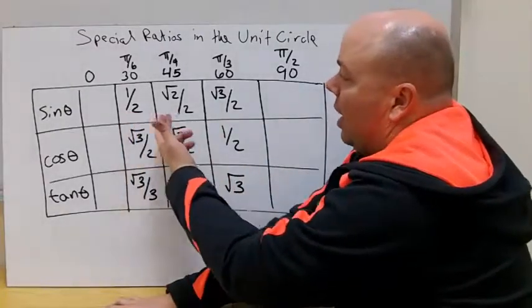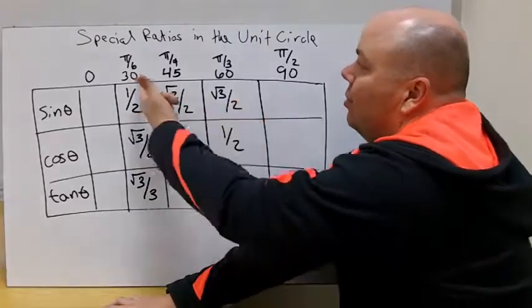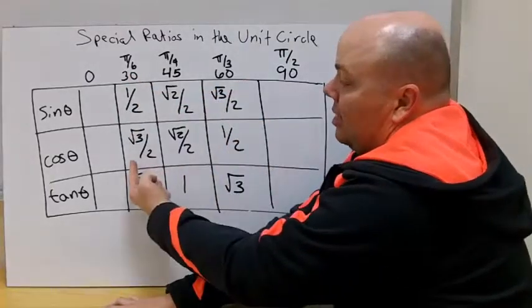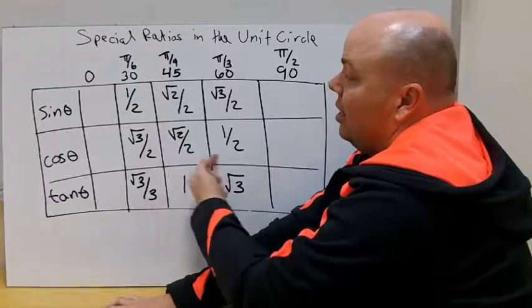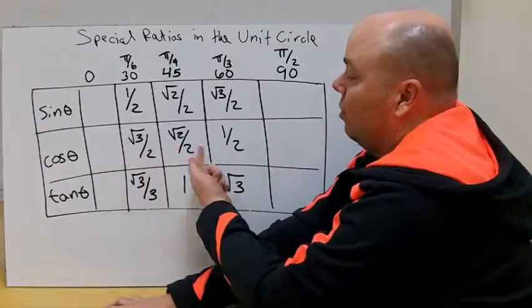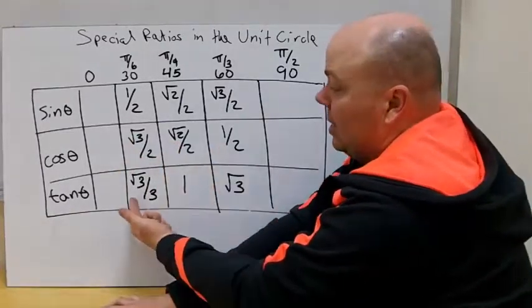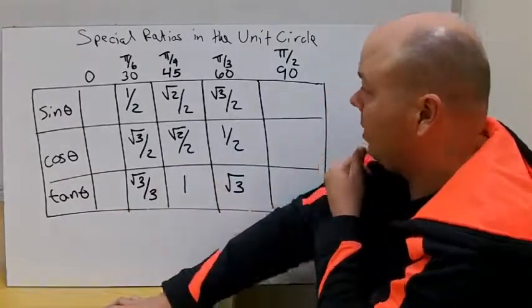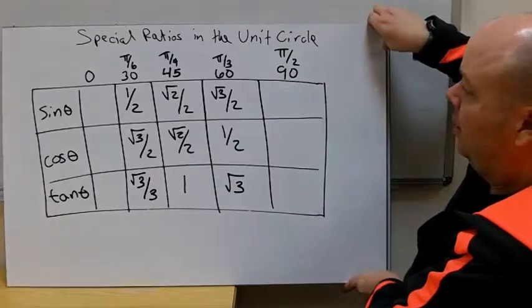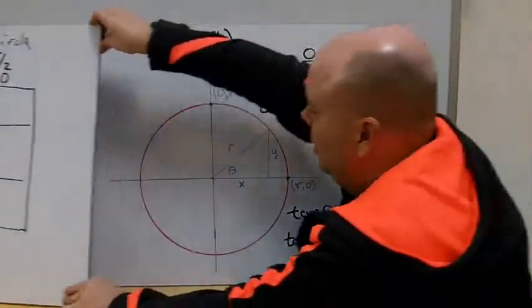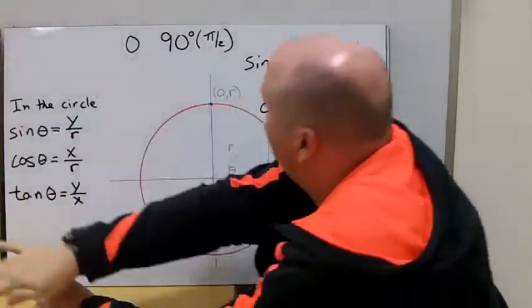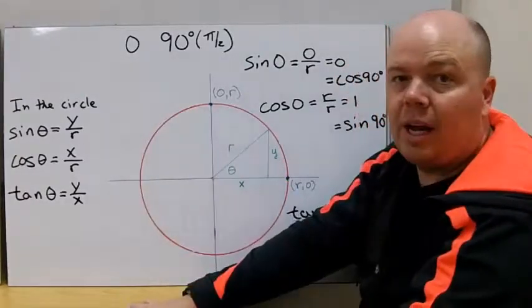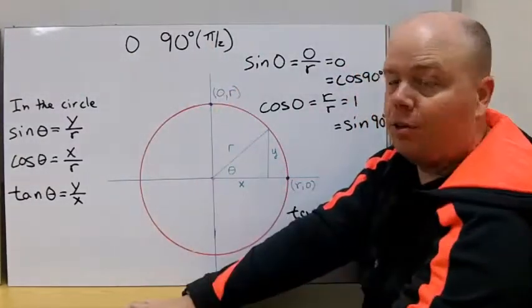So sine is 1/2, square root of 2 over 2, square root of 3 over 2 as the angle increases. Notice that cosine decreases, square root of 3 over 2, square root of 2 over 2, 1/2. And tangent increases as you go across. So let's look at what happens at 0 and 90 degrees, or 0 and pi over 2 radians.